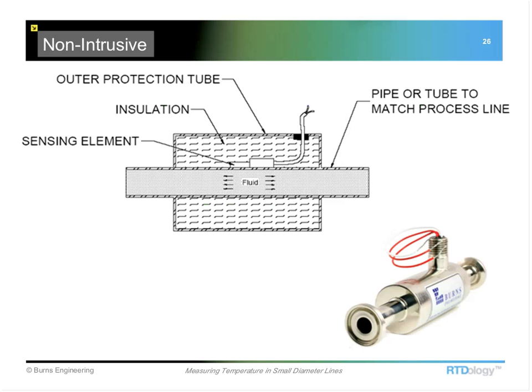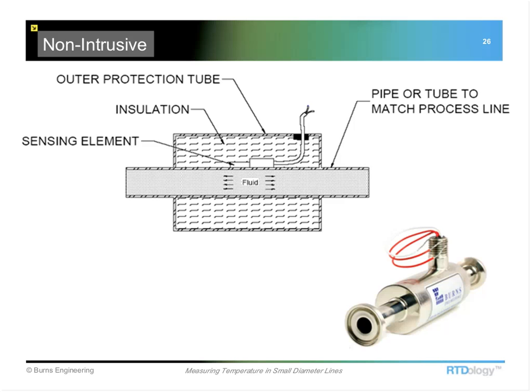One of the solutions to that would be what we call a non-intrusive style sensor, which is shown here. And this is a surface mount sensor, and the insulation is included with this assembly. It's just another stainless steel canister that's welded around the temperature sensor, which is bonded to your process tubing or piping.